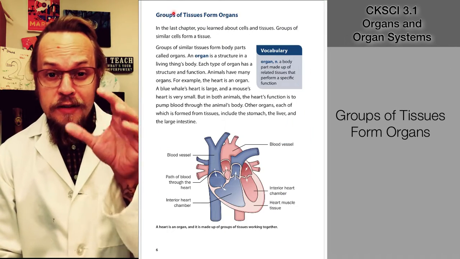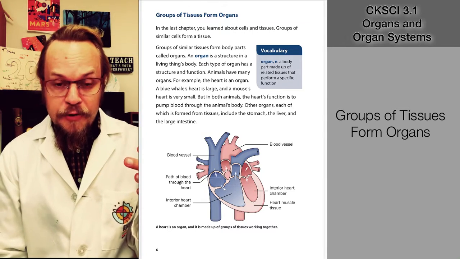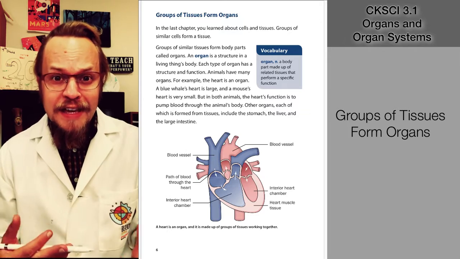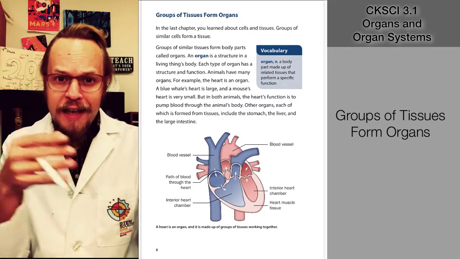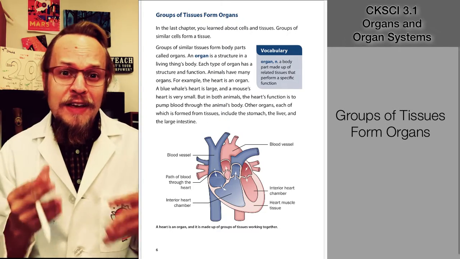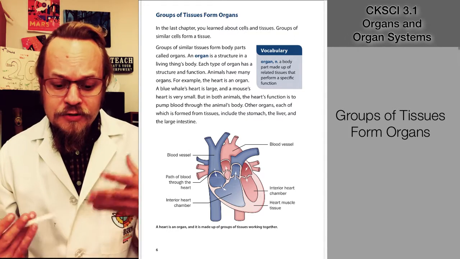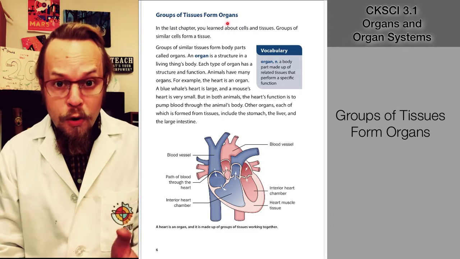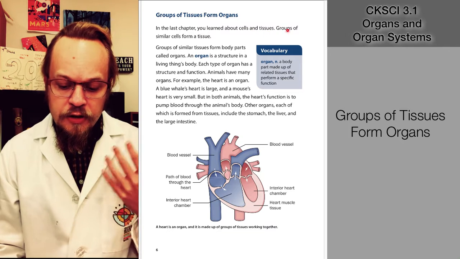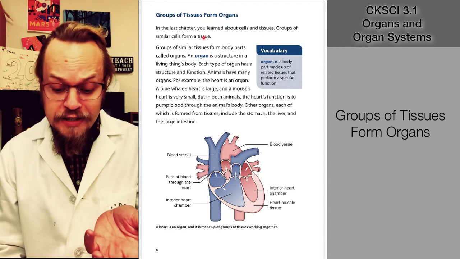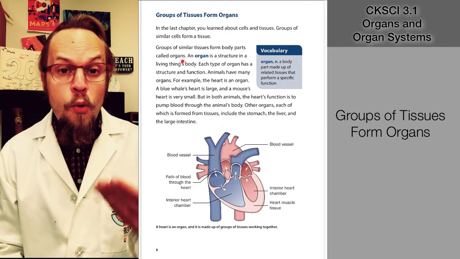So we know that cells are the building blocks, the smallest bit of life for either plants or animals. A bunch of cells together form tissues. So you have hair cells making hair tissues, skin cells making skin tissues, bone cells making bone tissues, and some of those tissues can form together to form organs. In the last chapter, we learned about cells and tissues. Groups of similar cells form a tissue. Groups of similar tissues form body parts called organs.